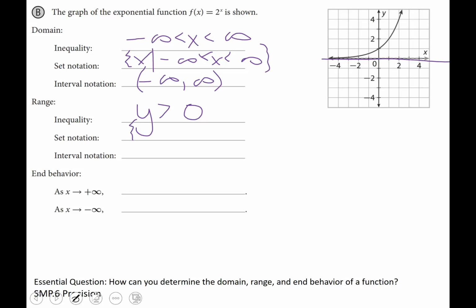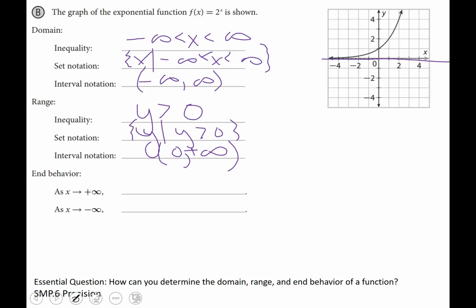So set notation is the same as the inequality, except we put the y bar in the curly brackets. And then interval notation, it would start at 0, but it would be open, so parentheses, and it would end at infinity because of the arrow. And in parentheses, you can put a positive infinity in front if you'd like.